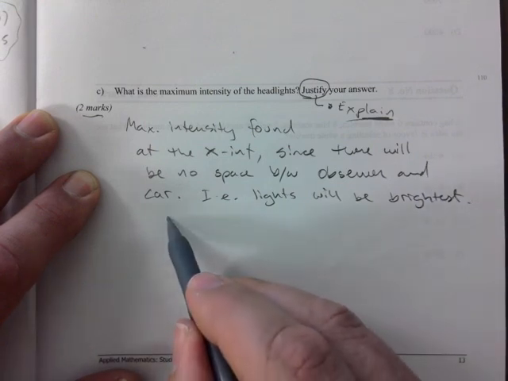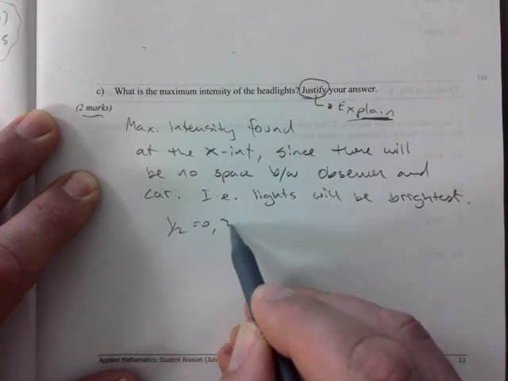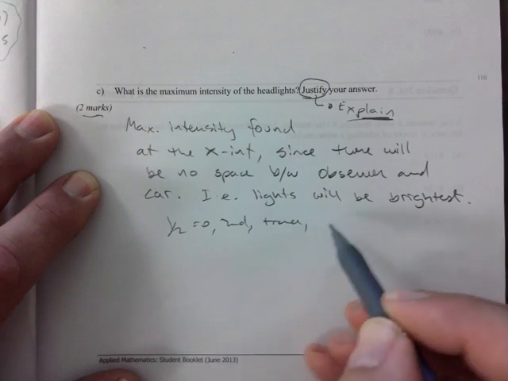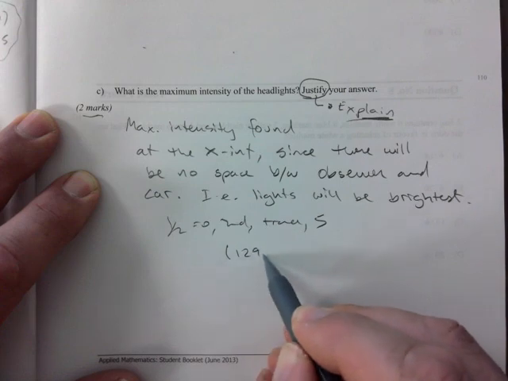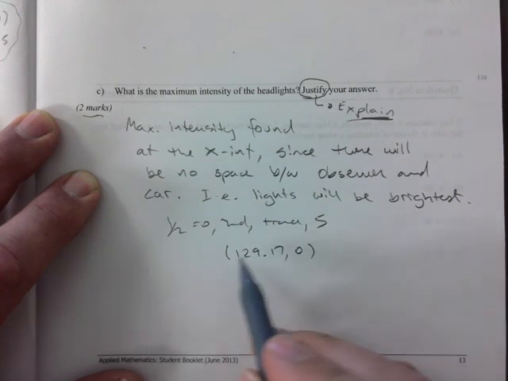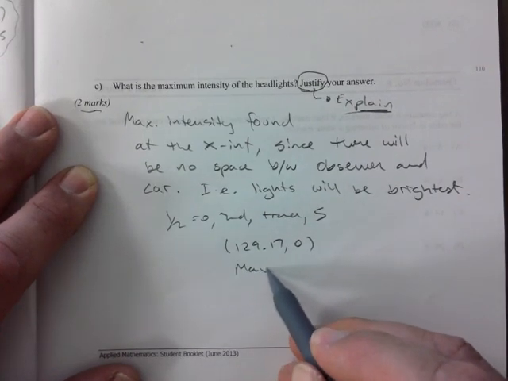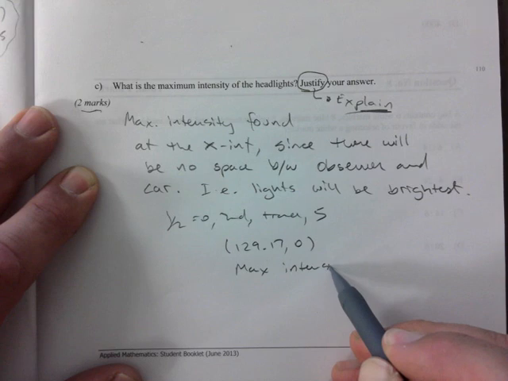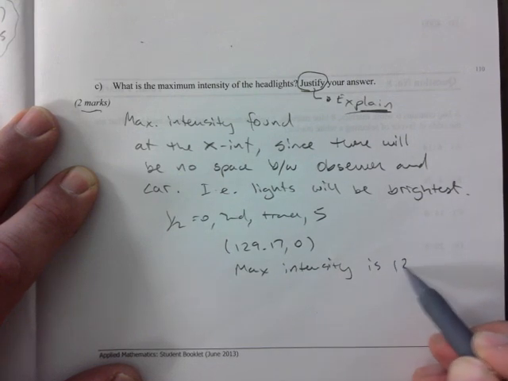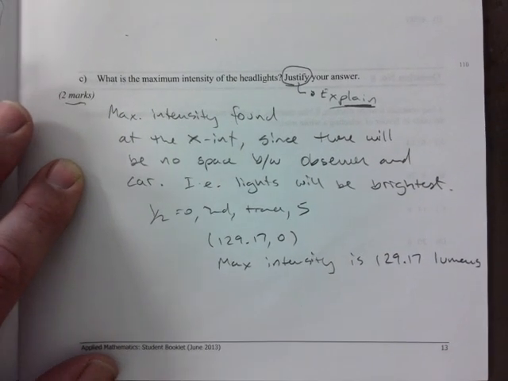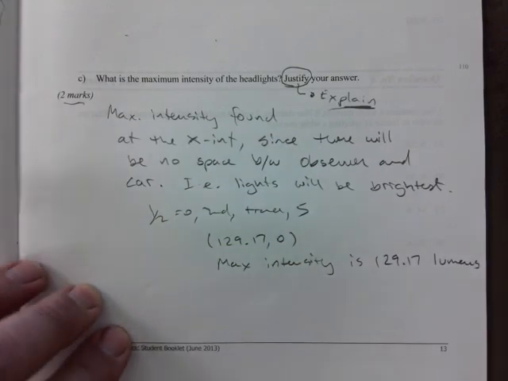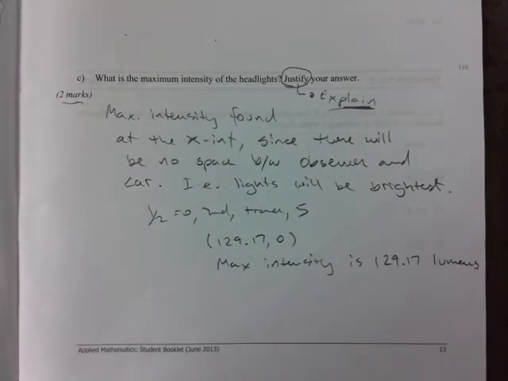Okay, so we find it. Y2 is equal to 0. I already did. It's not a big deal. So we're going to find it, and that's 129.17, 0, because they do want the maximum intensity. So max intensity is 129.17, and just whatever units they give you. In this case, it's lumens. Something like that. Doesn't have to be exactly like it, but nonetheless. Let's keep going.